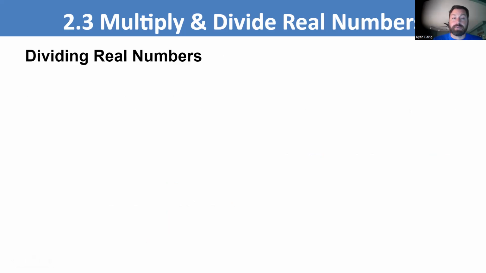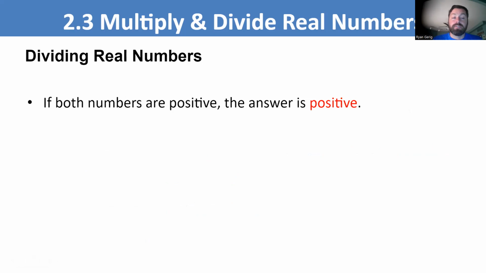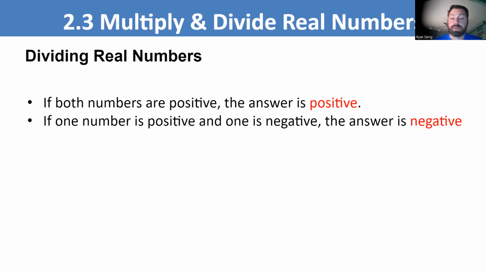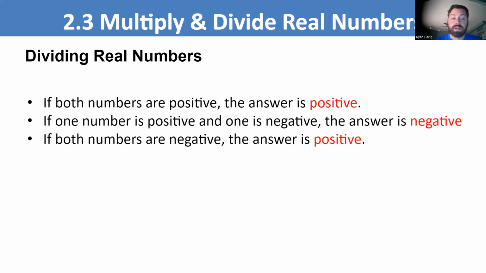All right, let's look at dividing real quick. They have the same rules as multiplication. If both numbers are positive, the answer is positive. If one is positive and one is negative, the answer is negative. If both are negative, the answer is positive, just like multiplication.